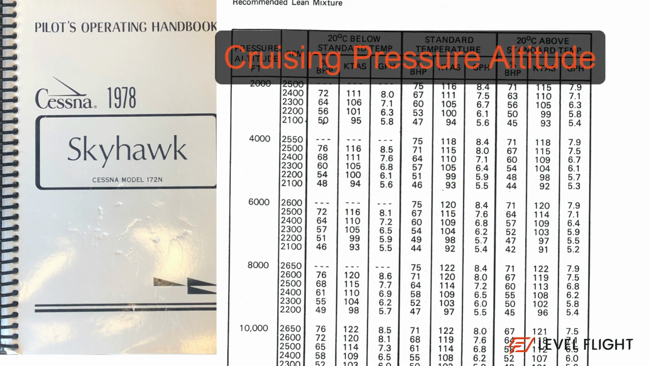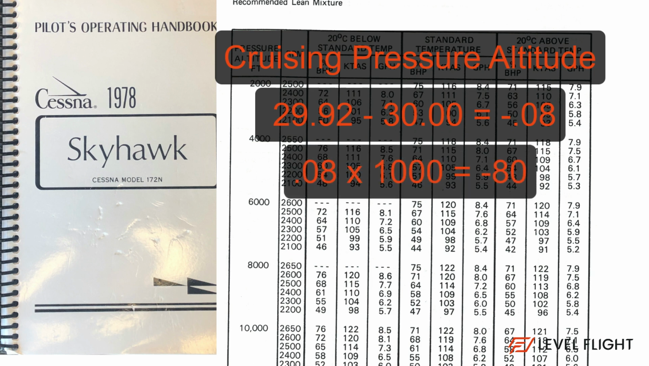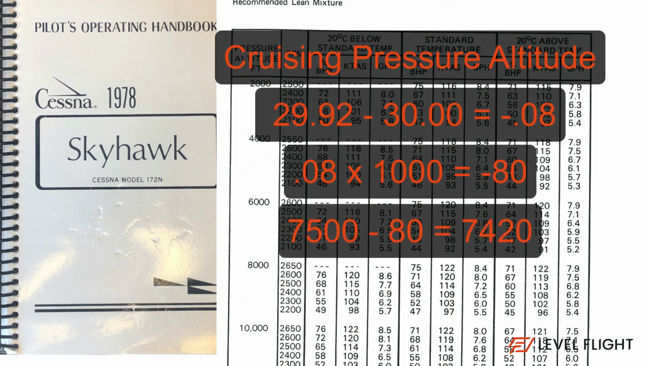So 29.92 minus 30.00 equals minus 0.08. Multiply that by 1000 and we get minus 80. So our cruise altitude of 7,500 feet minus 80 equals 7,420 feet. We can round this number to 7,400 feet.